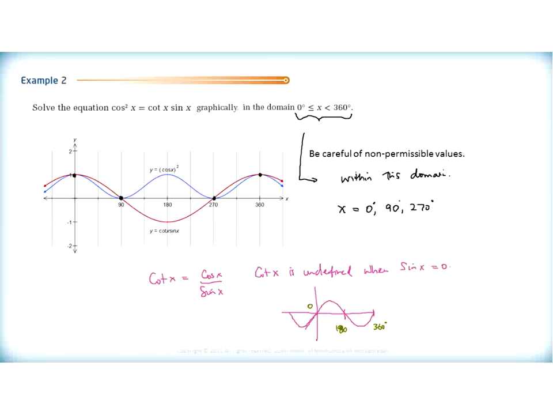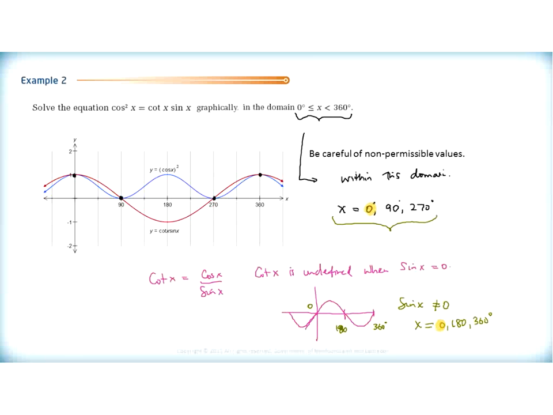0, 180, and 360 is where sine x is equal to 0. And we know that cotan is undefined at those values. So if you look at the three solutions that we had initially, and you look at where sine x cannot equal 0, sine x cannot equal 0 when x is equal to 0, 180, and 360. You should see that there is a common solution here, 0 and 0.